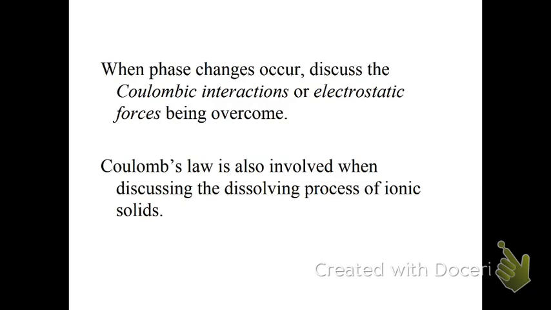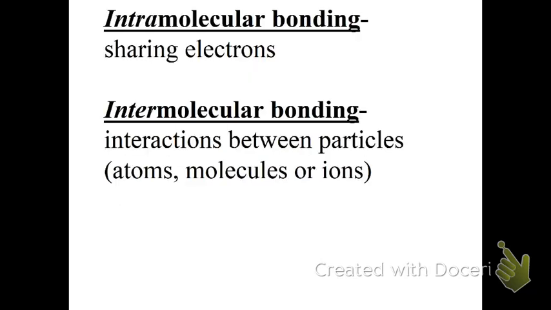So let's talk about the difference between intramolecular bonding and intermolecular bonding. Intra means between the electrons. They're sharing the electrons. That means the nuclei are interacting with the electron clouds of a nearby atom. Intermolecular is basically the forces that are going to hold one molecule to each other or a group of ions to each other. It is the interaction between particles, atoms, molecules, or ions. There are going to be basically 3 types that we're going to discuss.